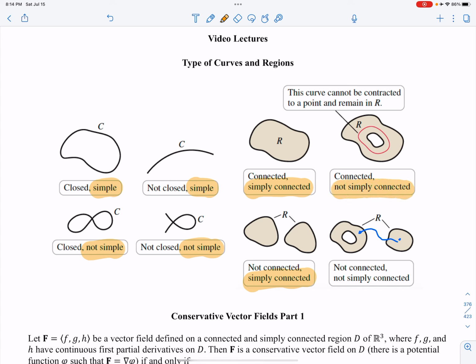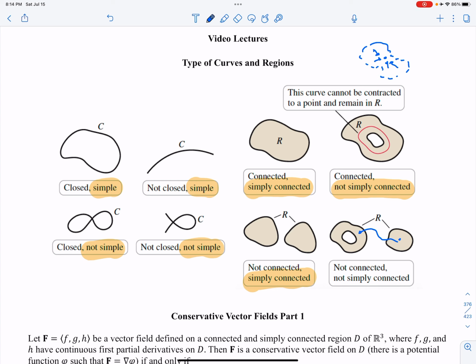Okay, so take a look up here. This curve cannot be contracted to a point. So what does simply connected mean? I can take any open region, right? So we wouldn't have a boundary, some region in some space, and if I have that open region, I can contract it down, I can shrink it down, right? It all goes down to a single point, and it's still in R.